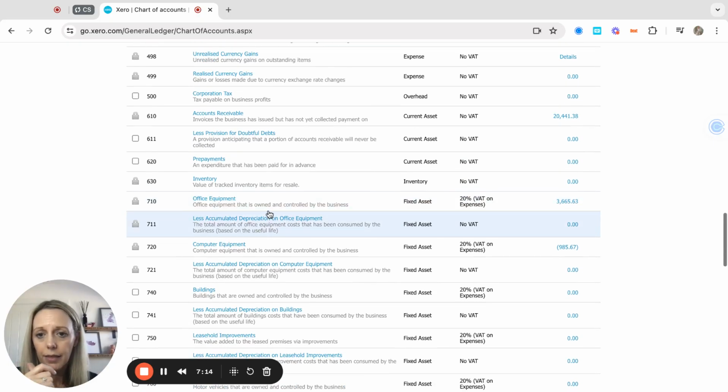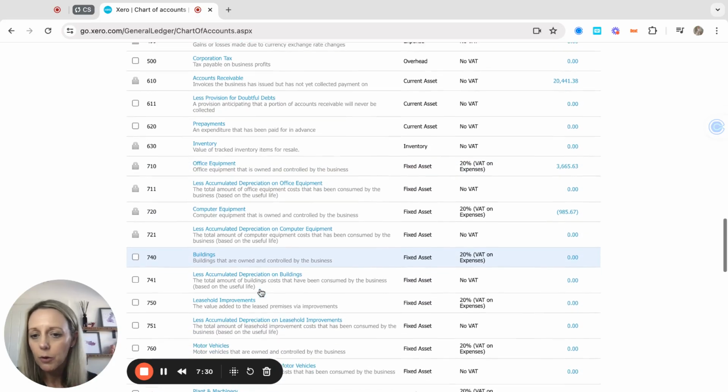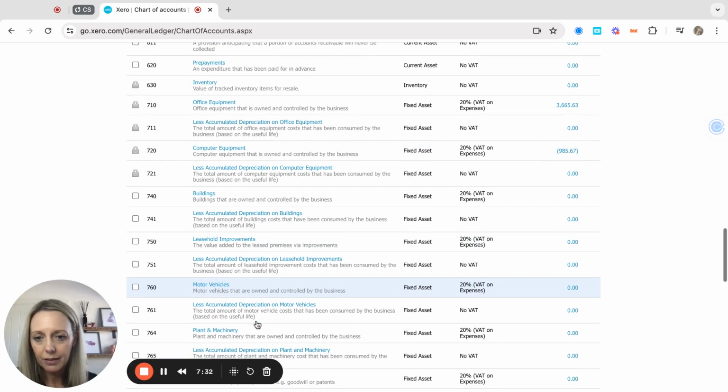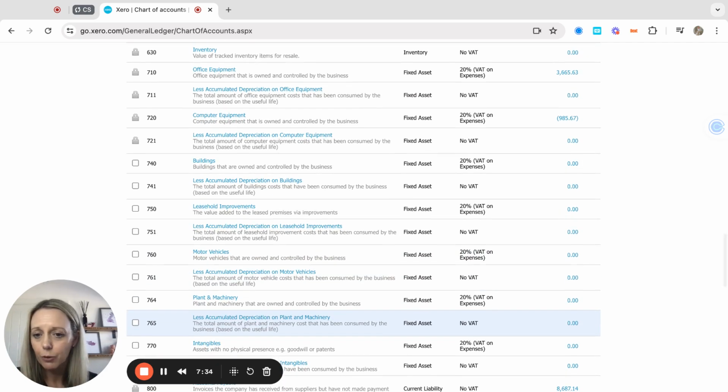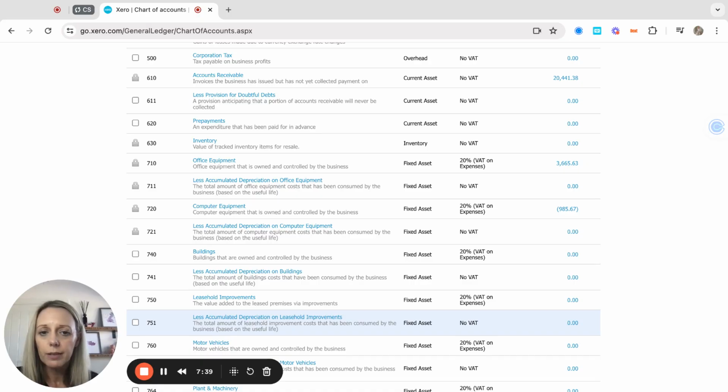Fixed assets are things that you buy that hold a value and that you have in the business for a longer period of time. For example, office equipment, your desk, your chair, computer equipment, your laptop, your computer, buildings, motor vehicles, cars, vans, etc., plant and machinery, tools and things like that. Those are all fixed assets because you hold them and you keep them for quite a while before you potentially sell them on or dispose of them or anything.